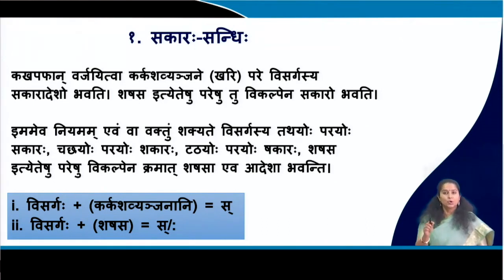Visargasya ta thayoho parayoho sakaraha. So if the visarga is followed by a ta and tha, it will become a sakara. It's all a phonetic dental rule there. So same group. Cha chayoho parayoho shakara. So if a cha or chha follows, visarga becomes a shakara. Ta thayoho parayoho shakaraha. So if there is a ta or tha that follows, it becomes a shakaraha. Sha sha sa ityeteshu pareshu vikalpena krama sha sha sa va adesho bhavati. So you will get an option of keeping it as sha sha sa, etc.